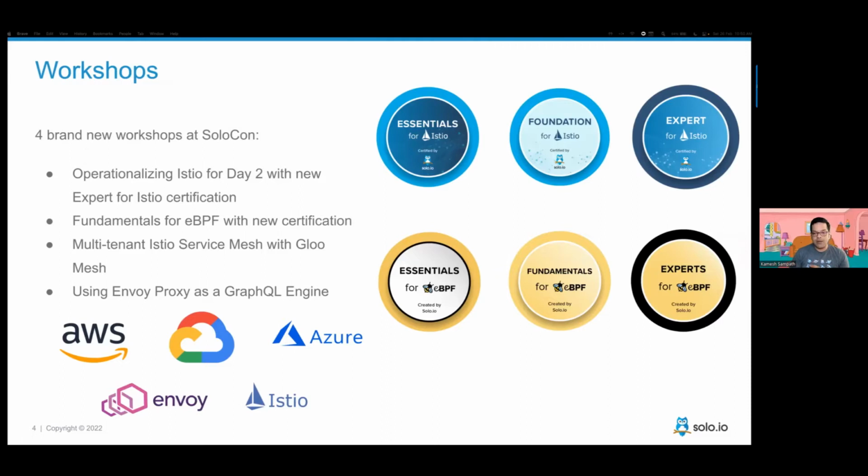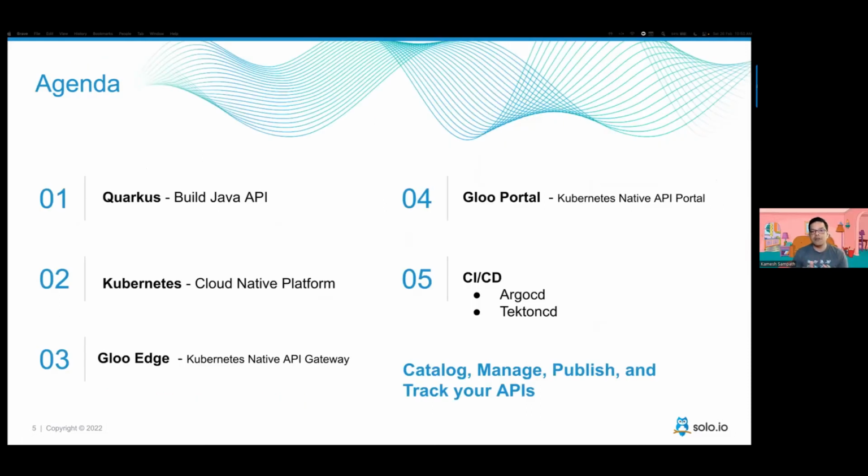With that, I want to say what we're going to see today. The topic of today is how do we catalog, manage, publish, and possibly monetize your APIs. When I say APIs, I'm going to tell you from a Java API perspective. That's not going to be a big difference if it's a Java API or a Golang API in a microservice world.